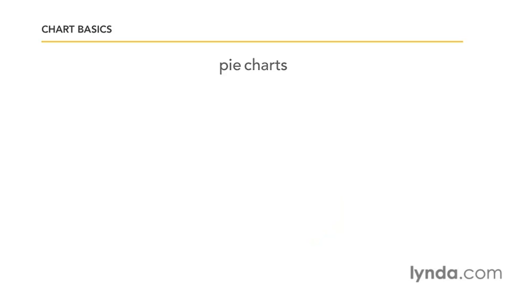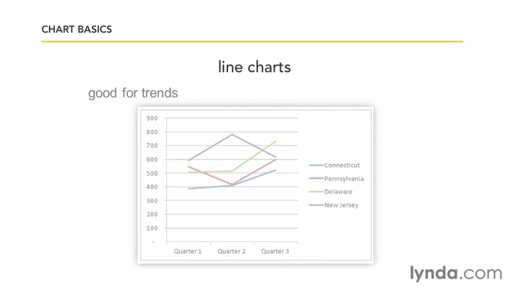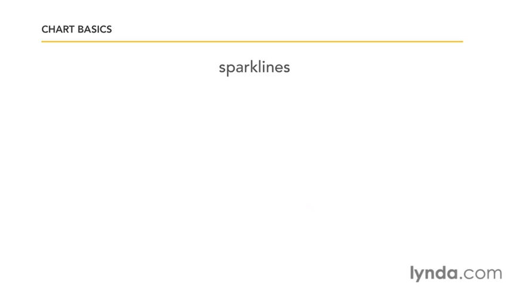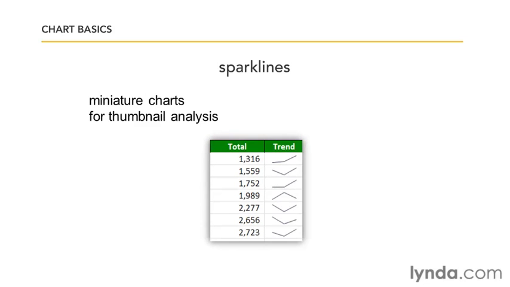Excel also does a good job with line charts. Line charts are good for identifying trends over time. And here we have lines going across three quarters of the year, and we can see what's going up and what's going down. Excel also has a type of line chart called sparklines, and they're new in the 2010 version.